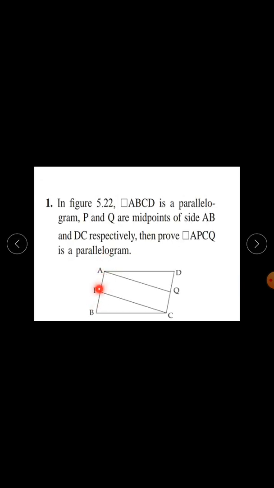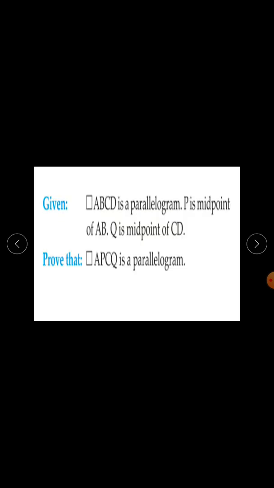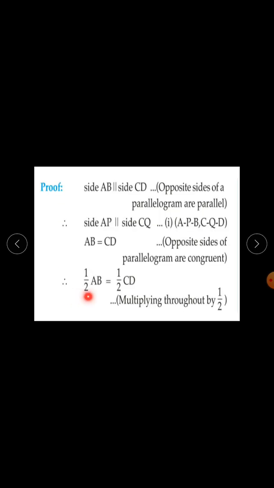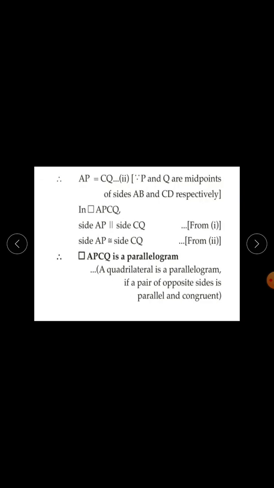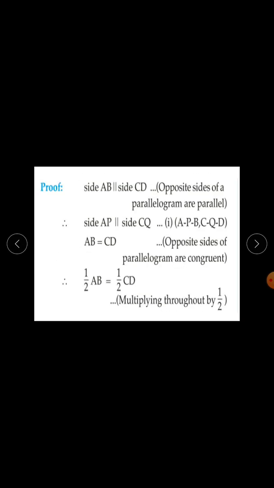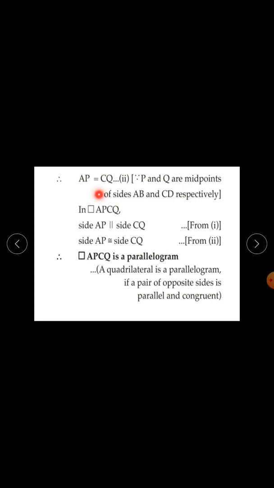But half of AB is AP because P is the midpoint of AB, given. And half of CD is CQ because Q is the midpoint of CD. It is given. So for half of AB we can write AP, and for half of CD we can write CQ, because P and Q are midpoints of side AB and CD respectively, and this is your equation 2.